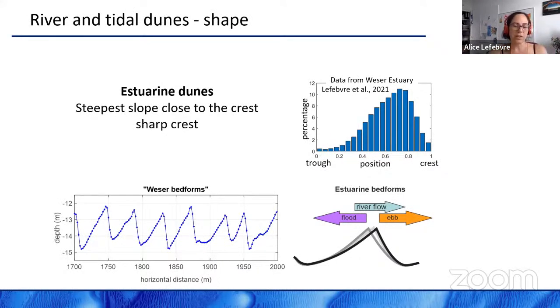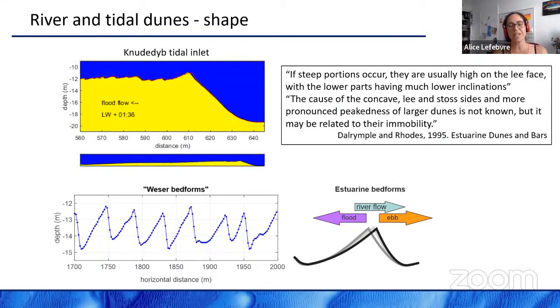Now I found that out. I thought, okay, am I the first one to notice that? Yeah, of course, I'm not the first one. And Dalrymple and Rhodes, in their very good reviews on estuarine dunes and bars published in 1995, already noticed that. Yeah, and they wrote whole paragraphs about that, and other people have noticed it. So it's not just in the Weser Estuary, it is something which is happening in most estuaries in the world, it seems.